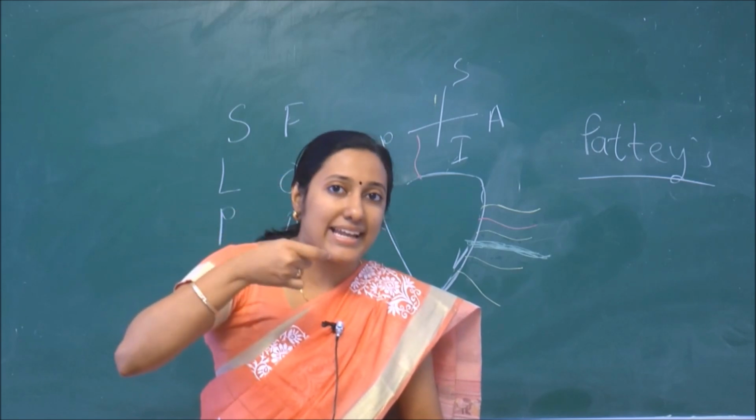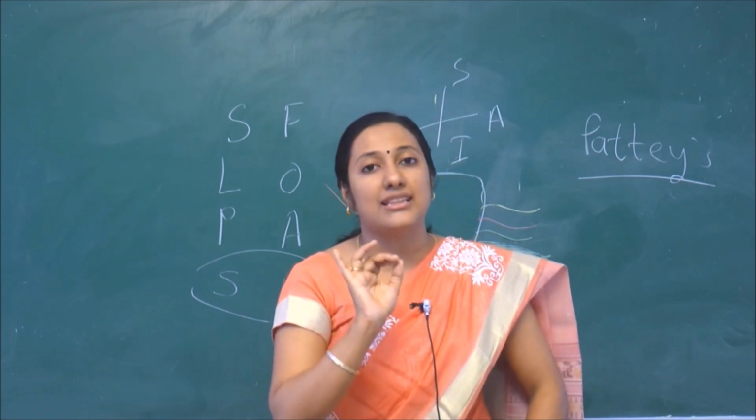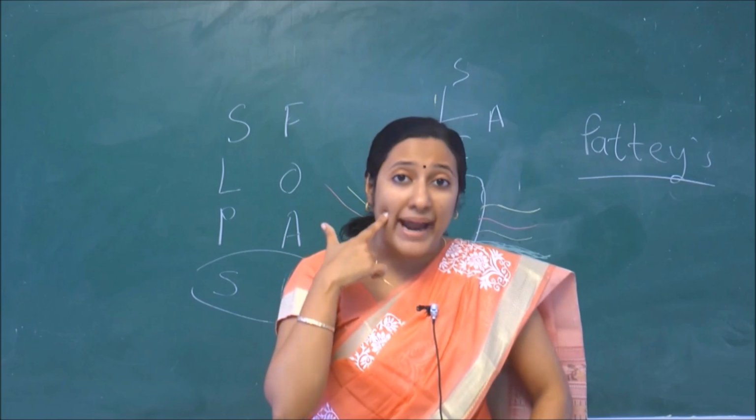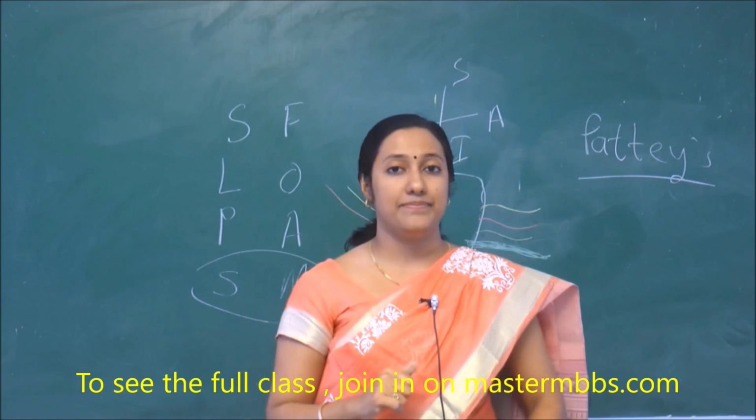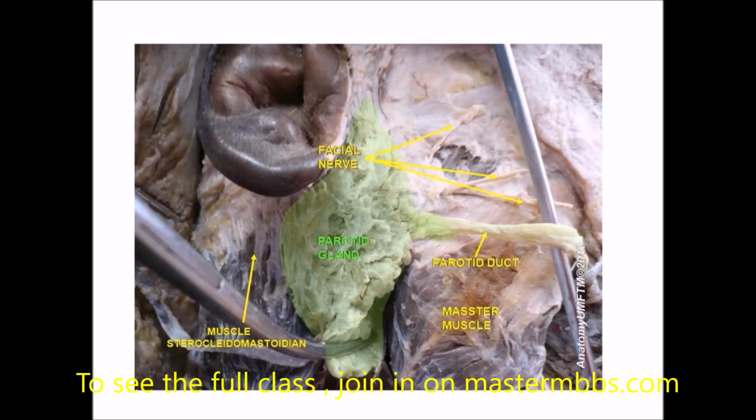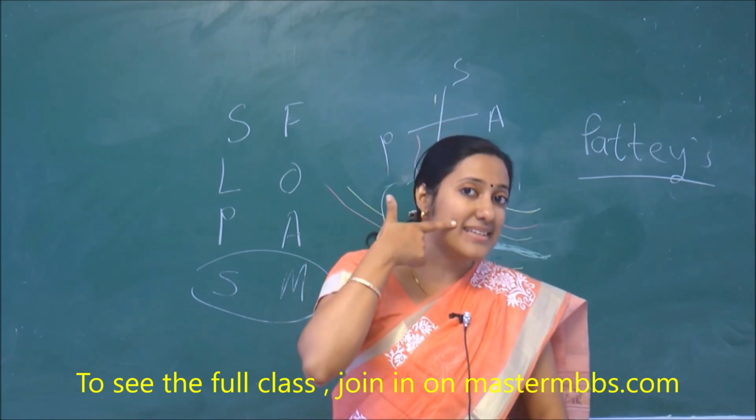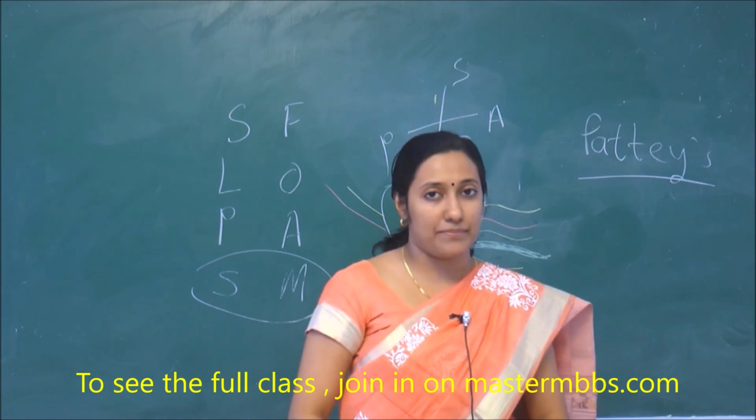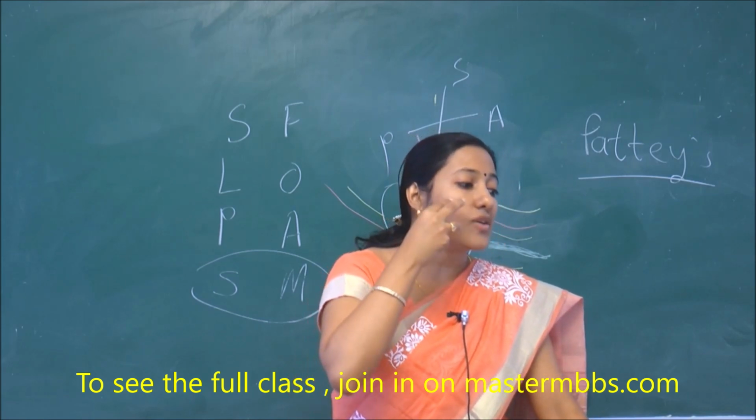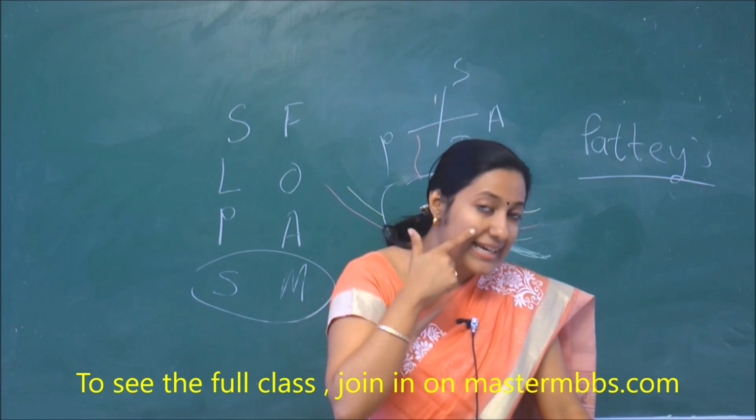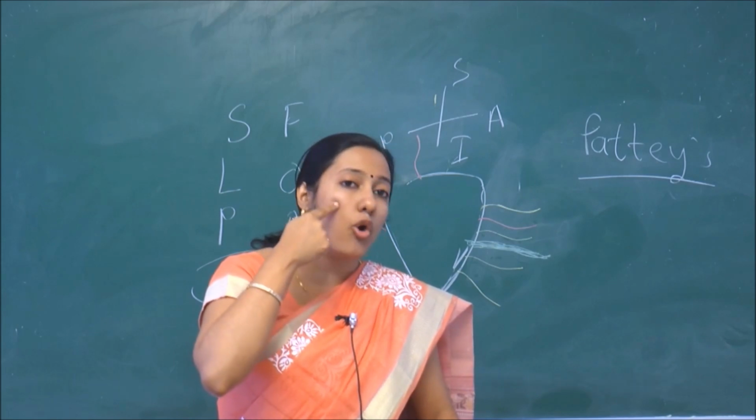While it turns medially, it pierces three structures, and those three structures are nothing but three B's: buccal pad of fat, buccinator muscle, buccopharyngeal fascia. As you can see in this figure, it is piercing three structures: buccal pad of fat, buccinator muscle, buccopharyngeal fascia. After piercing these structures, the duct opens onto the mucous membrane of the cheek exactly opposite the second upper molar tooth.